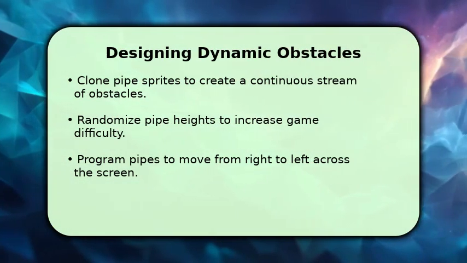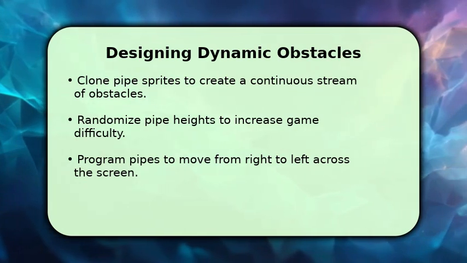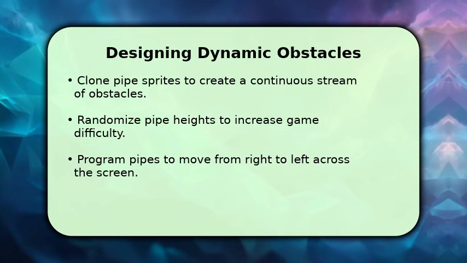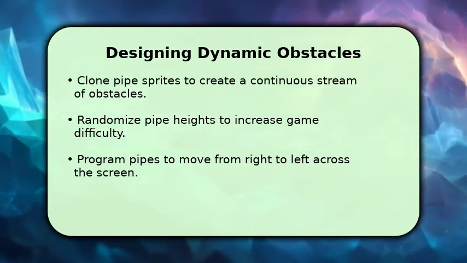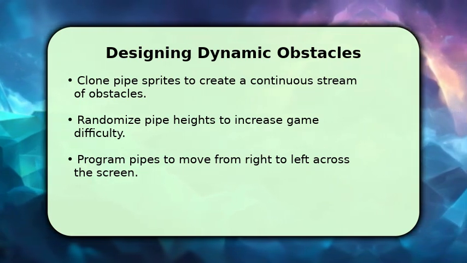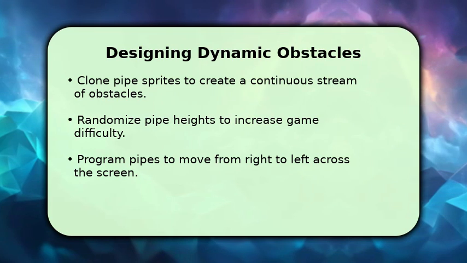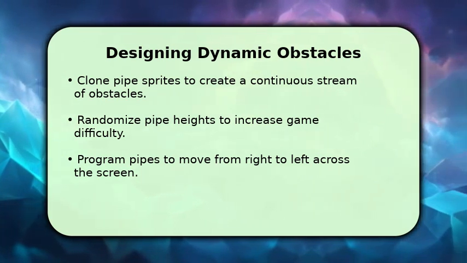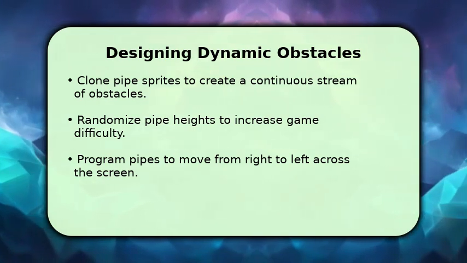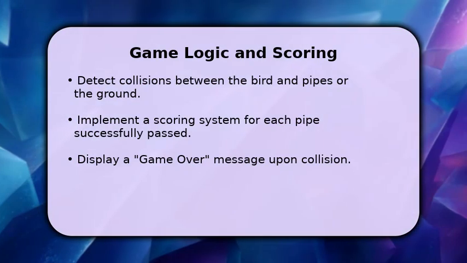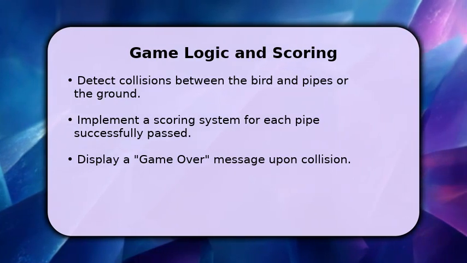Next, we'll create the iconic pipes. Duplicate your pipe sprite and have new clones appear from the right edge of the screen. Randomize their vertical positions to create varied gaps for the bird to fly through. Make sure the pipes move consistently from right to left, perhaps at a speed of -5 steps, providing a constant challenge for the player.